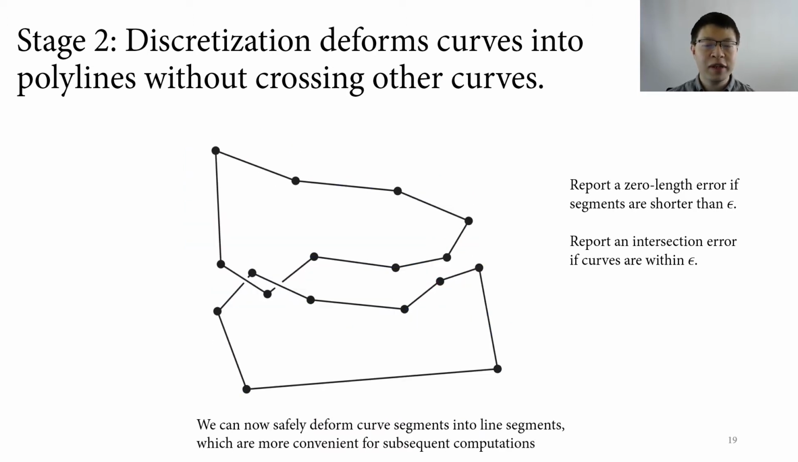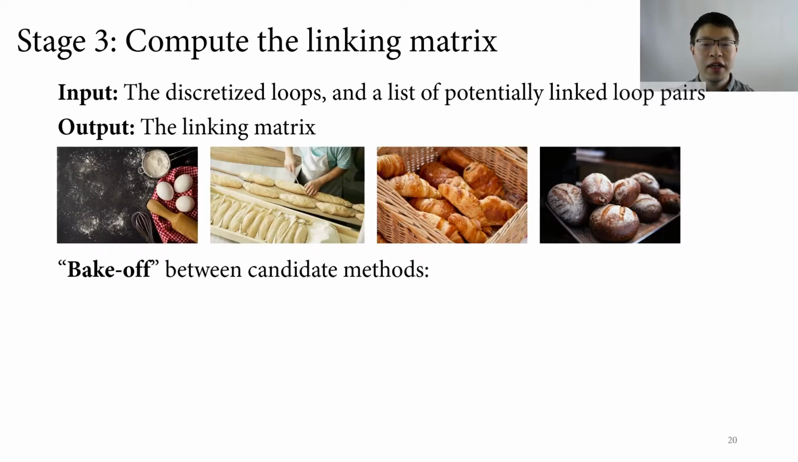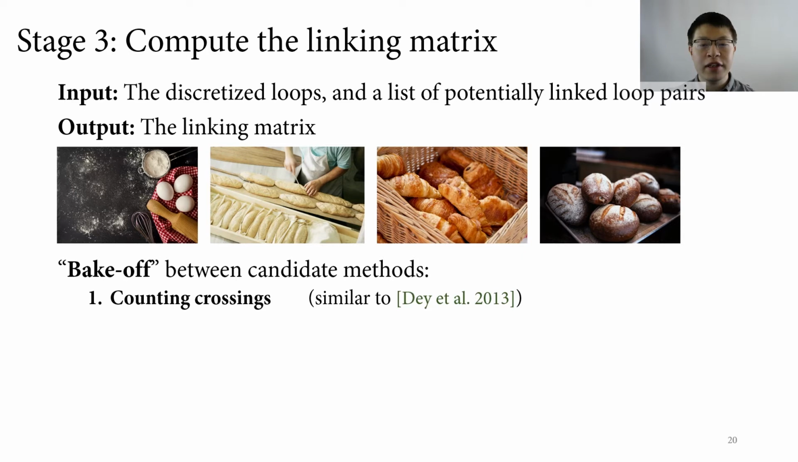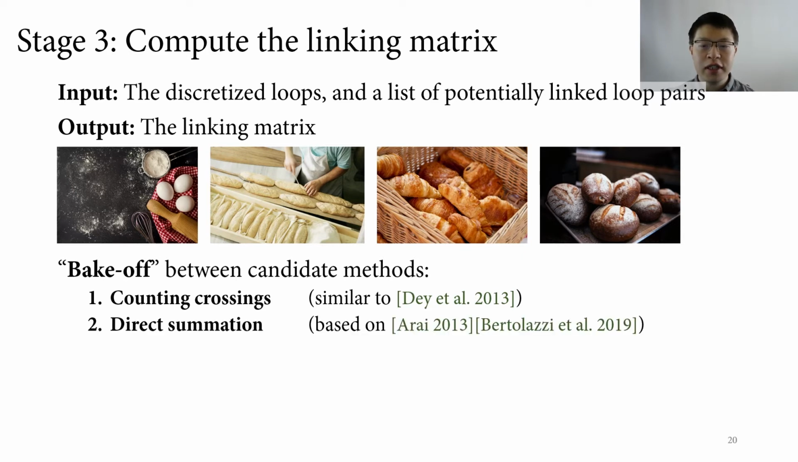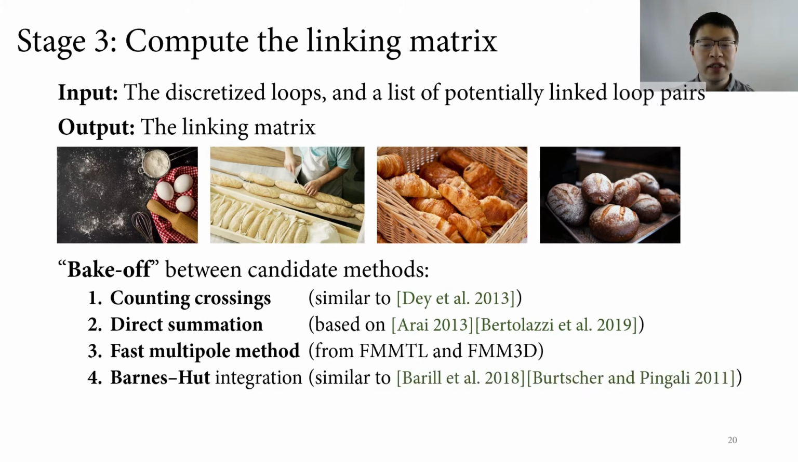After we finish the subdivision, we deform each curve segment into a line segment so they're ready for the next step. Stage 3 is the actual computation of linking numbers. There are many possible ways to do this, and this is where we hold our bake-off, exploring each method and its advantages. We'll first discuss counting crossings, then we'll discuss direct summation of the linking integral, followed by the fast multipole method, and finally Barnes-Hut integration.